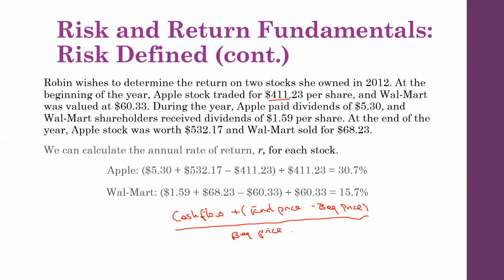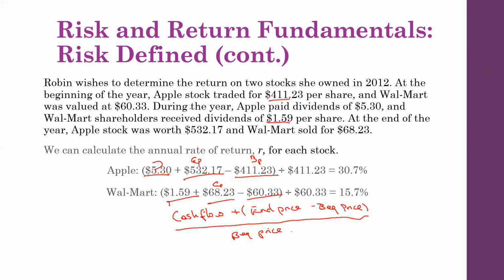So at the beginning of the year, we have the beginning price, and Walmart's beginning price was $60.33. During the year, Apple paid dividends of $5.30. So we have the dividend, and Walmart shareholders received a dividend of $1.59. At the end of the year, Apple stock was worth 532.17, the ending price, and Walmart sold for 68.23, the ending price. Right, so here we have it, all divided by the beginning price.